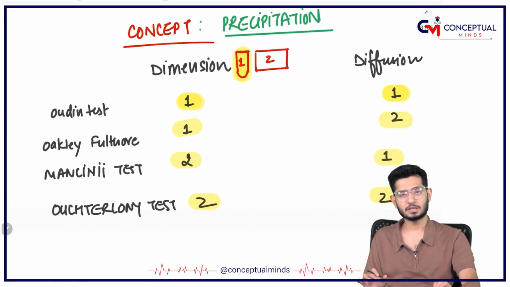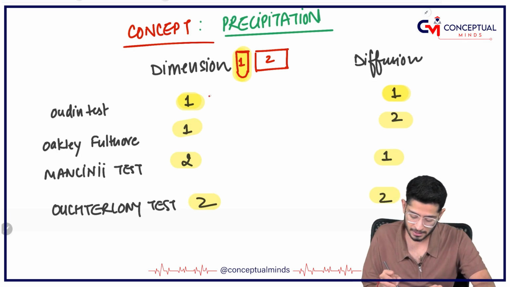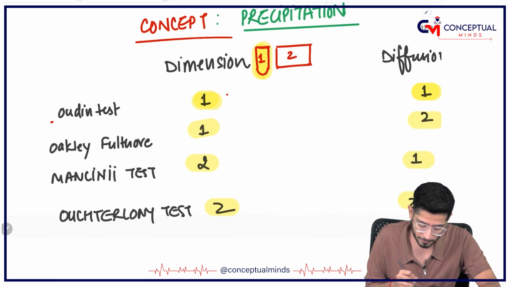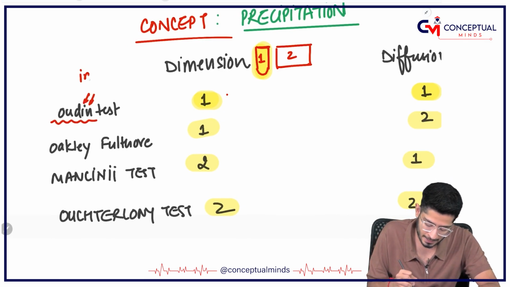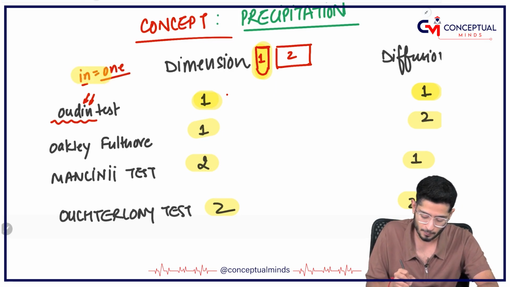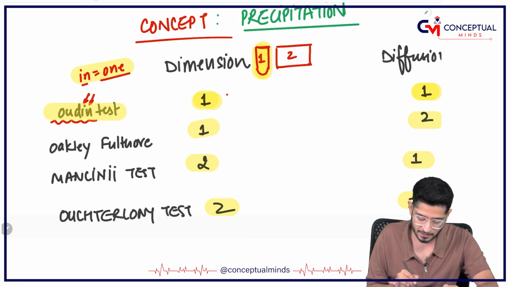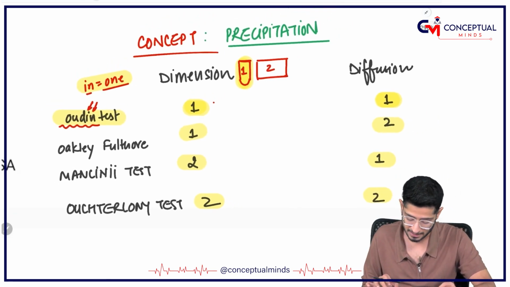In the exam, they give you single dimension, single diffusion. What is the name of the test? So remember, Oudin test. If you have I and N, IN is similar to ON, so IN is equal to ONE, 1. That means whenever you have 1, that is IN, that is Oudin test.